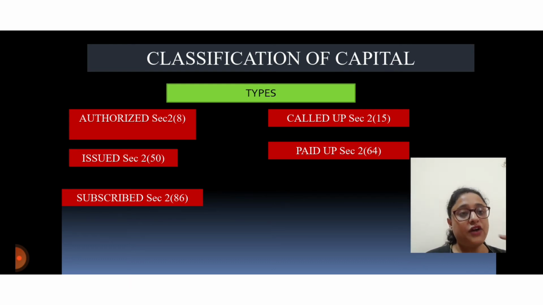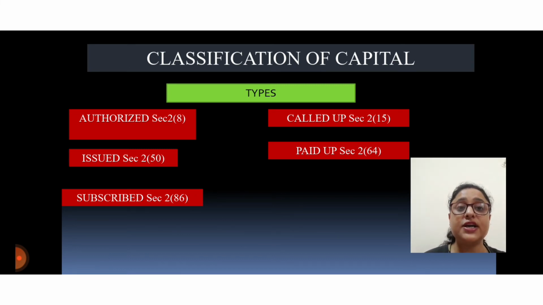Okay, now further on, when the company requires more fund, I will be issuing the shares to the shareholders, and I will be requesting the shareholders, please do invest in my company so that I can raise fund. So I will be issuing the shares. That particular capital is the issued capital. Whatever capital I will be getting after issuance of shares, that is the issued capital.